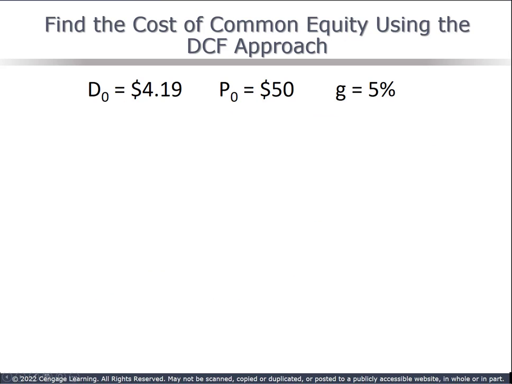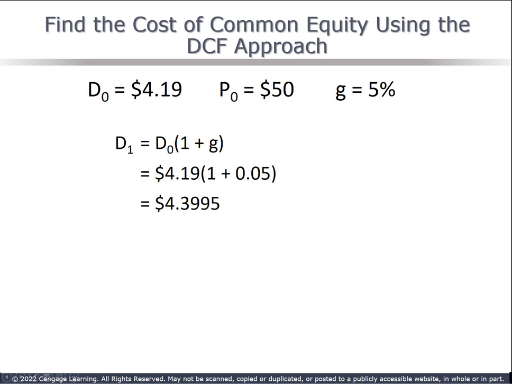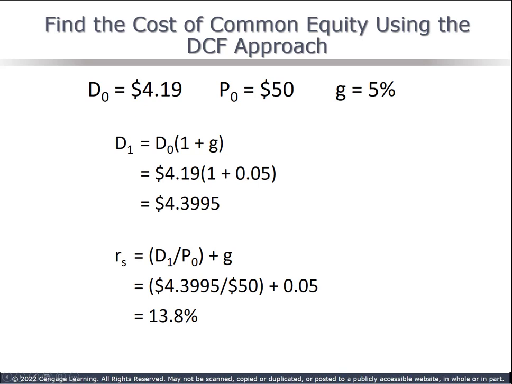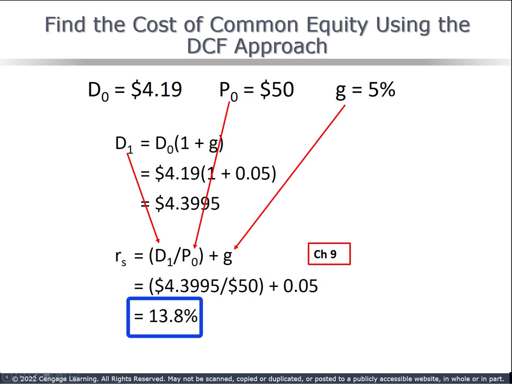Using our given data, D0, just paid, $4.19, price, $50 a share, growth rate, 5%. Substituting those in, we get D1, 4.3995. There's where our growth rate and D0 goes. Putting that in the final equation from Chapter 9, we get a cost of equity of 13.8%.